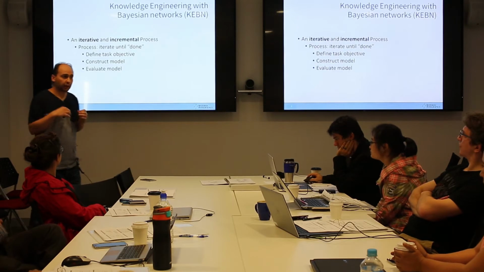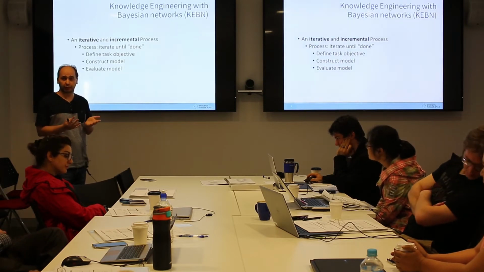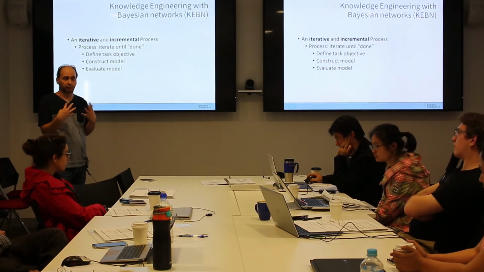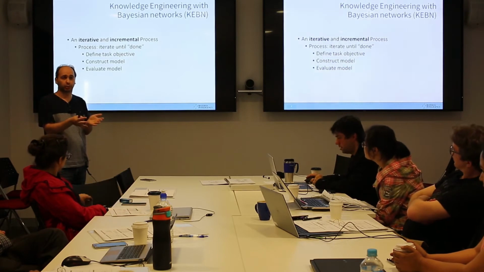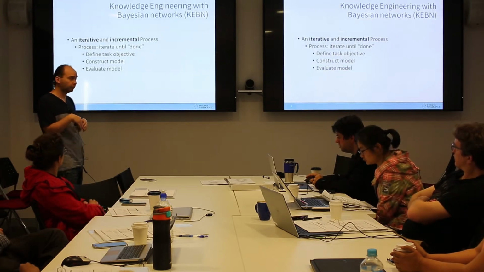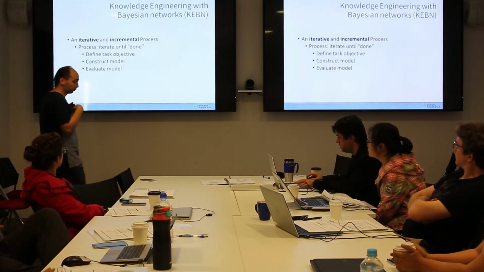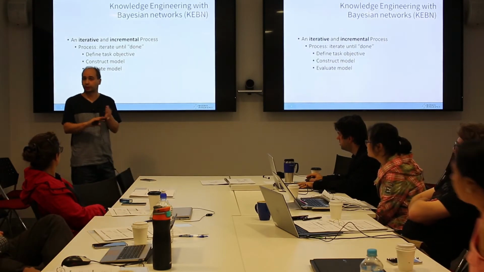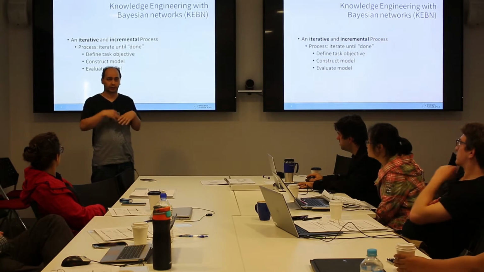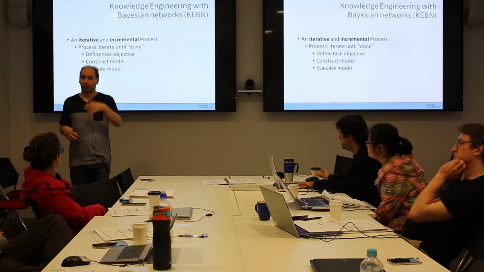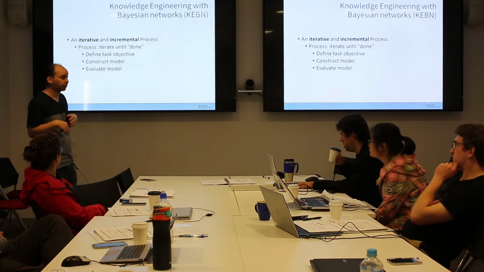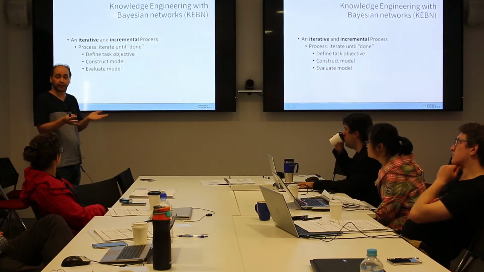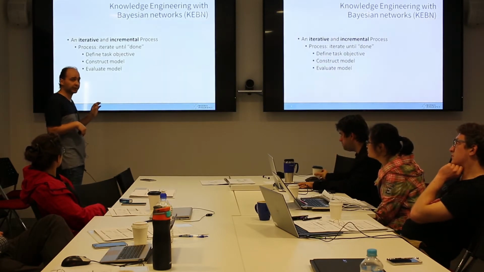Okay, so the basic principles behind building a Bayesian network are actually going to be fairly familiar to you because they're the same kinds of principles that you see in software engineering. Okay, so the key thing to focus on is that you want to be iterative and incremental. This is the same kind of thing that you would see in an agile software process or other kinds of iterative processes.